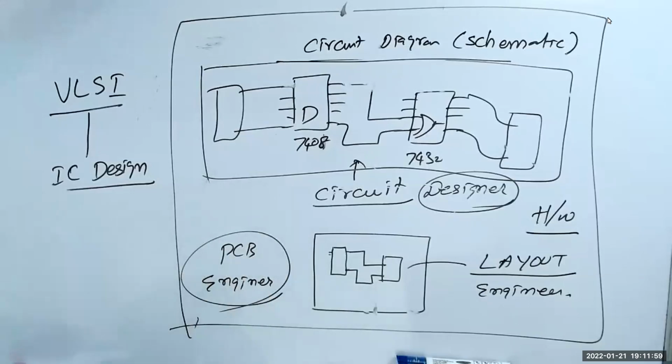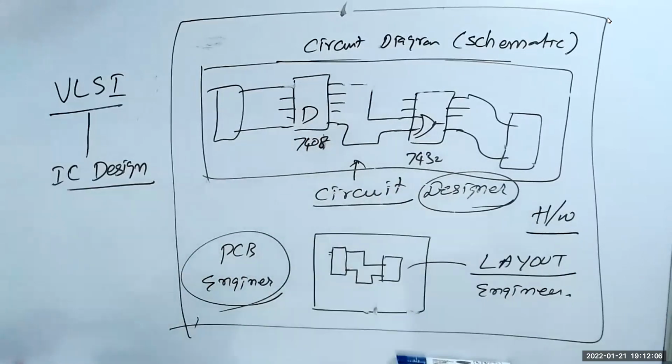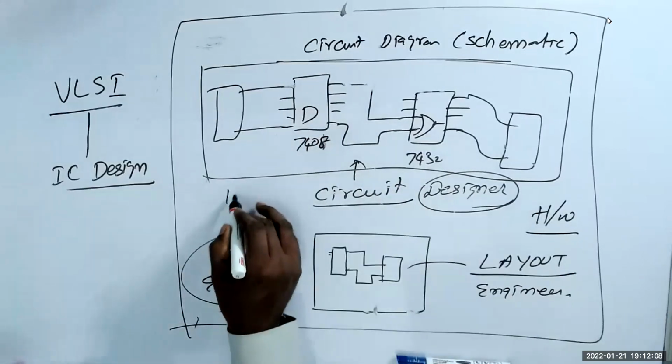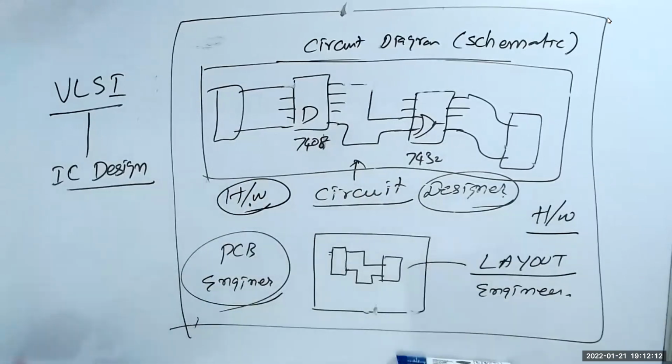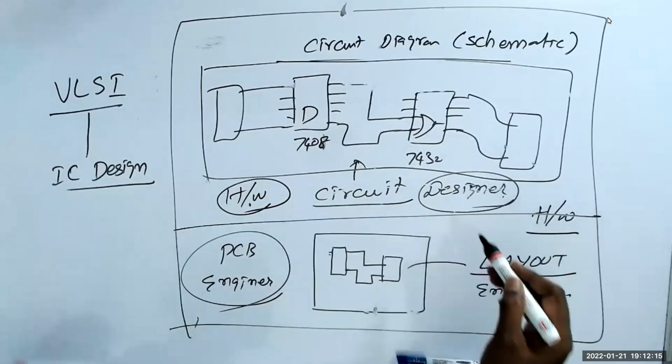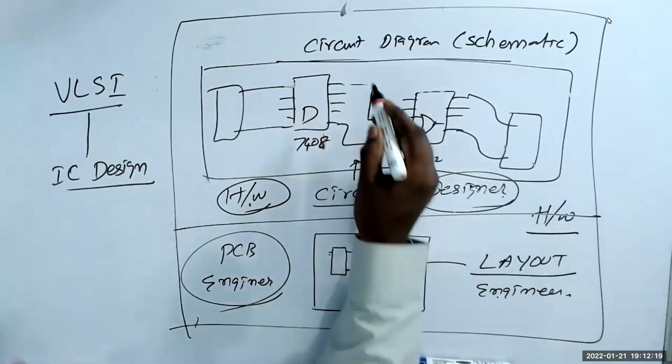And the second thing is there will be a circuit designer. This guy is called hardware engineer or design engineer. So there are two things. One is called design, the other one is called layout. In hardware, there are two fields. The circuit diagram is called schematic.